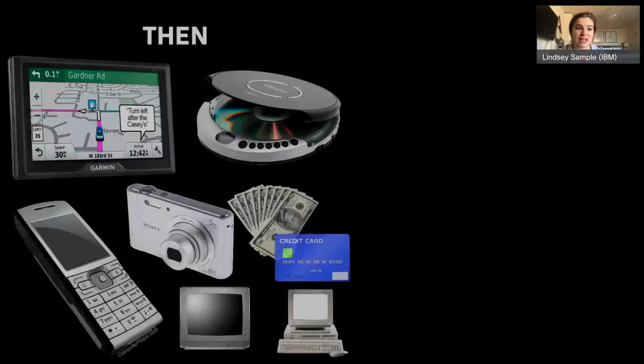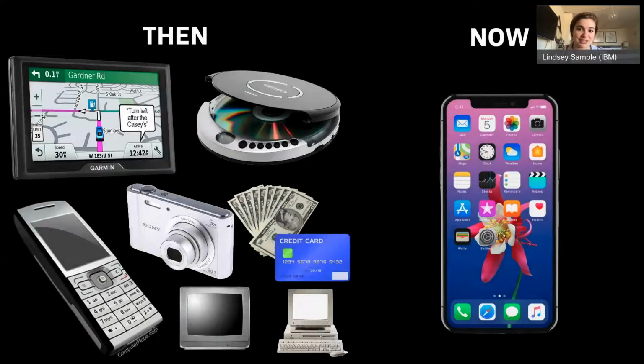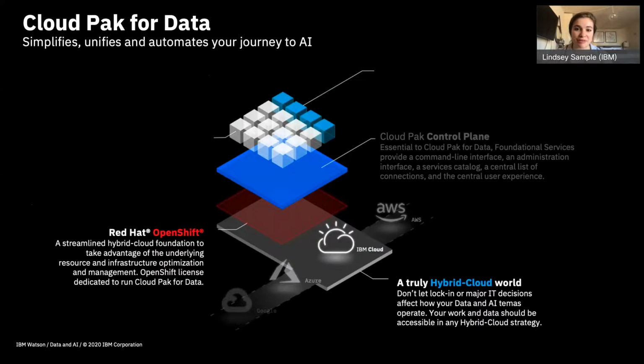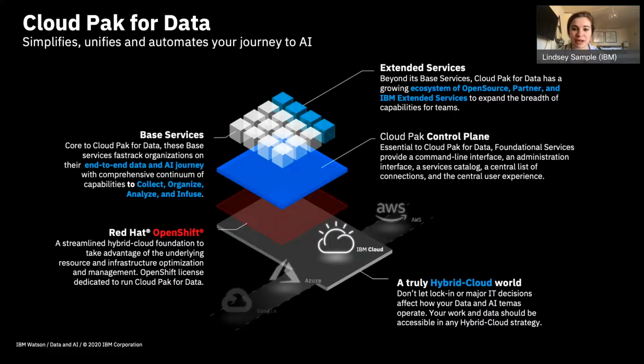One analogy that I like to use for these kind of point products and architectures that have been built up over years is that we used to have a GPS and a CD player and a phone and a camera. And now, we know that all of these things are together on one platform like a smartphone. So that's the idea behind Cloud Pak for Data. This is the platform in which we deliver our data fabric.